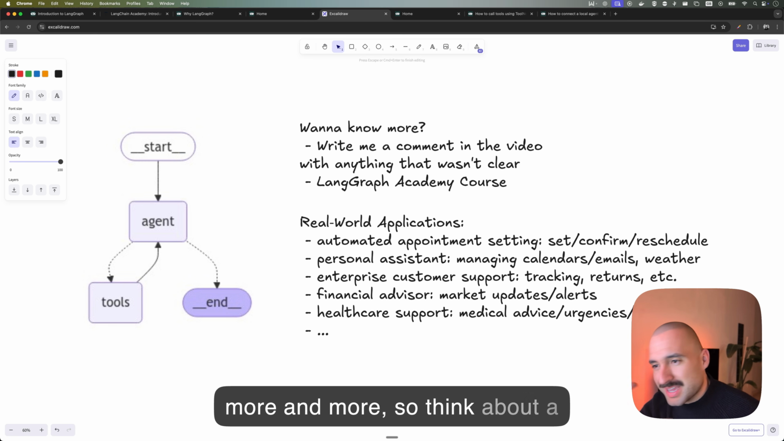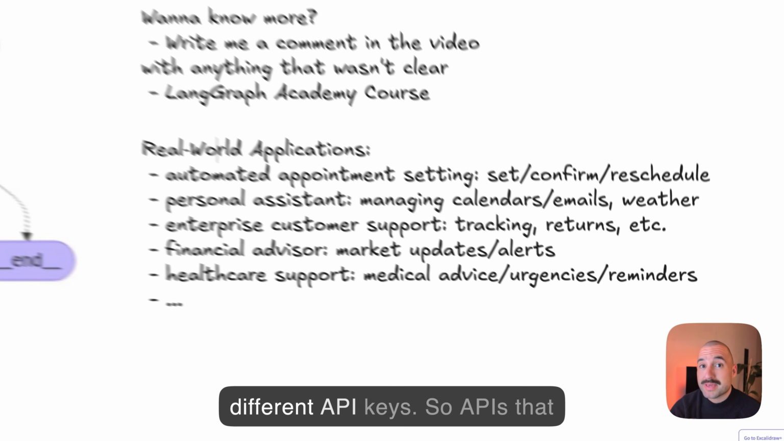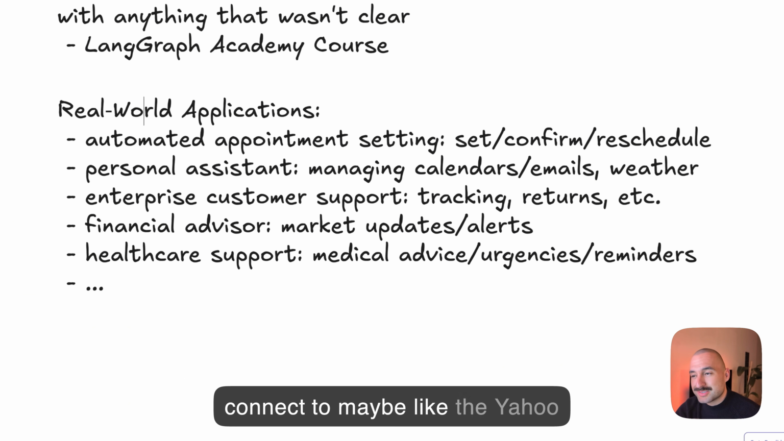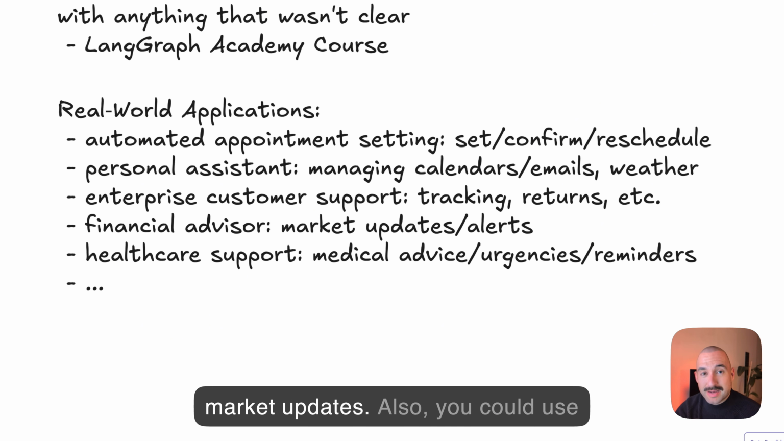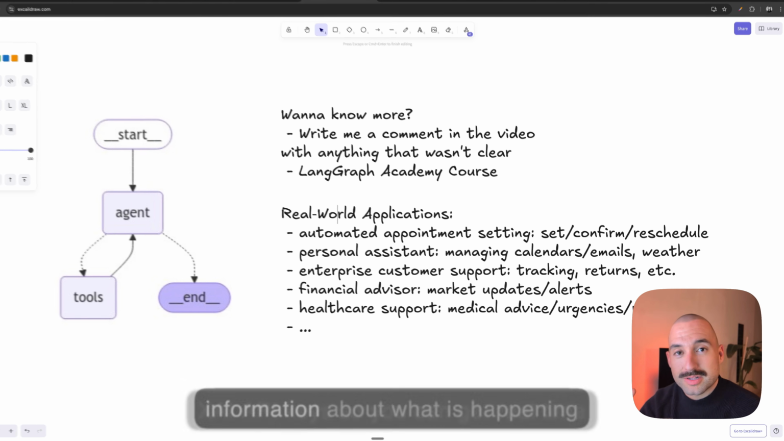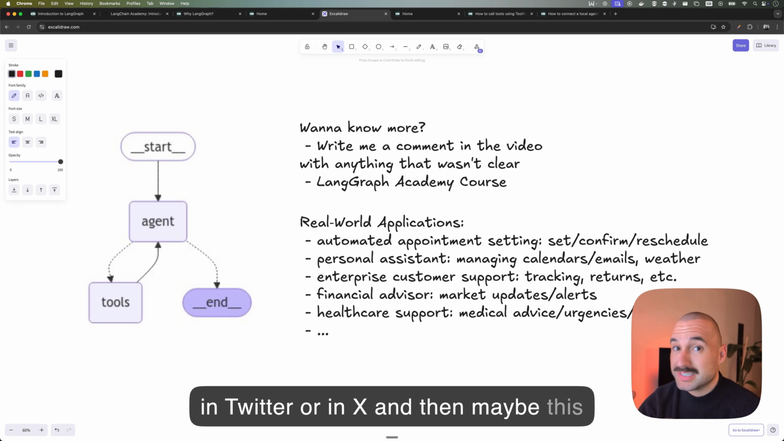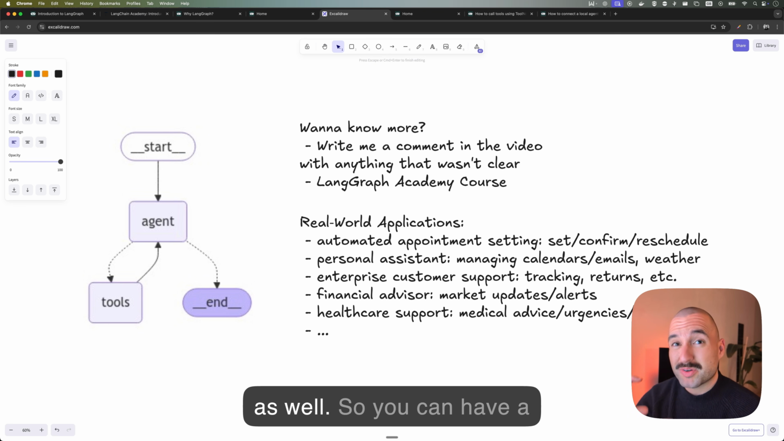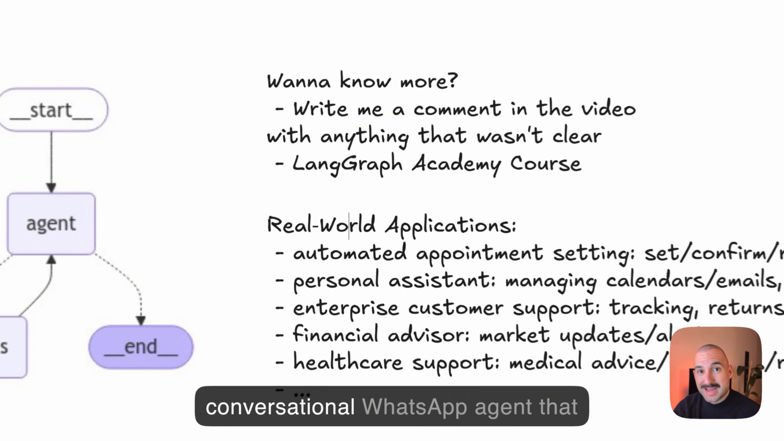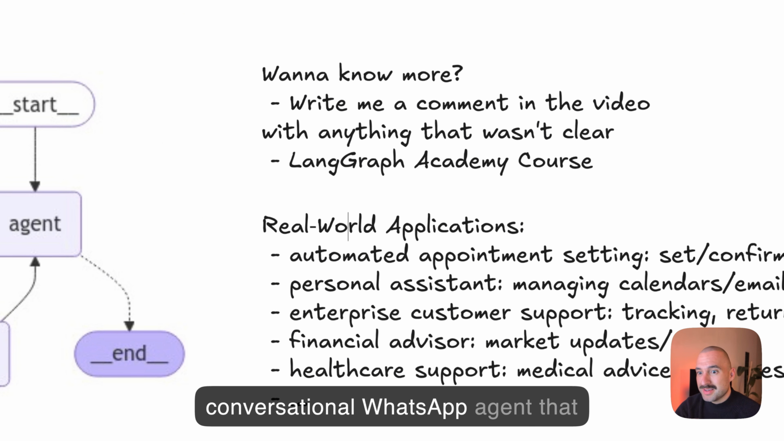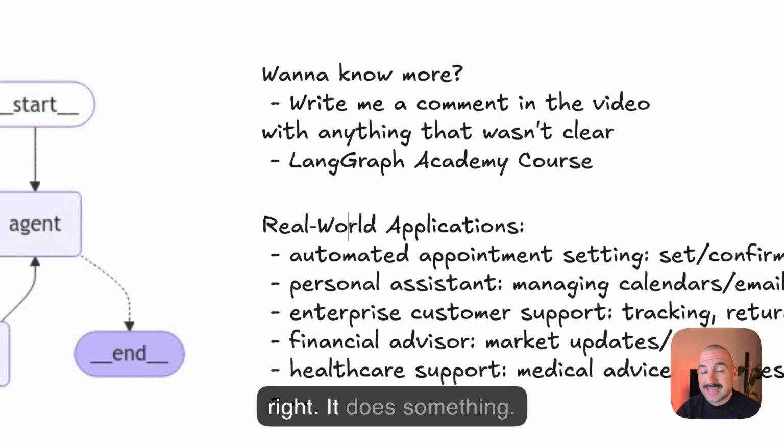And more. So think about a financial advisor. There are different APIs, maybe like the Yahoo Finance API that connects to the market, and maybe you can get market updates. Also, you could use the xAI API key, so you can get real-time information about what is happening on Twitter, or on X, and then maybe this can tell you about the market. And think about healthcare as well. You can have a conversational WhatsApp agent that maybe sends reminders to patients, or in case of urgency, it acts, right? It does something.